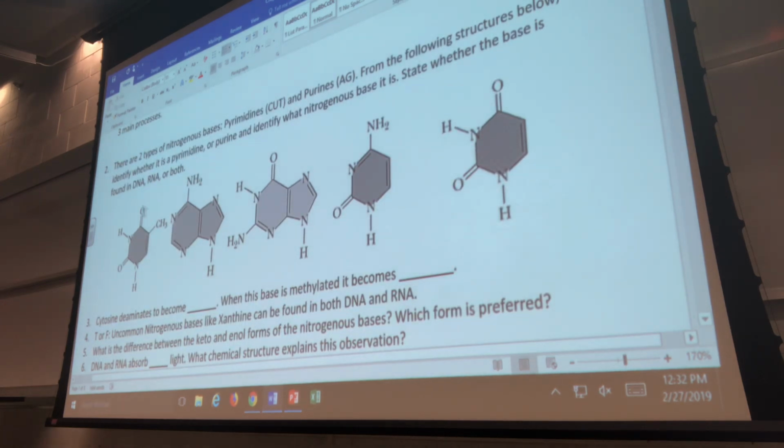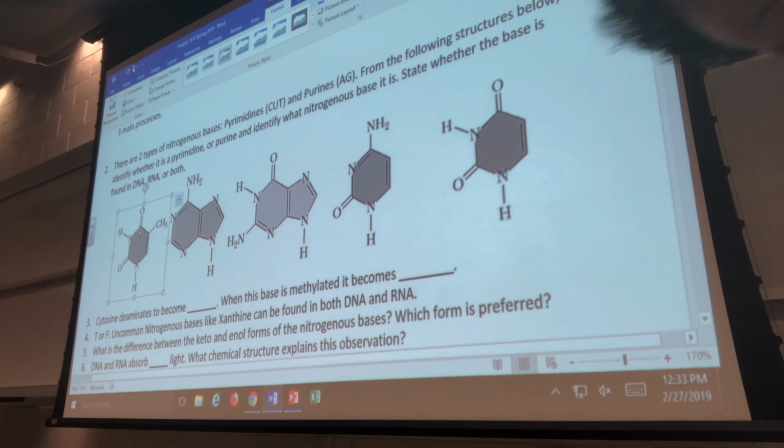There are two types of nitrogenous bases, pyrimidines and purines. From the following structures below, identify which one it is, pyrimidine or purine, and specifically what nitrogenous base it is. And at the end, we'll state whether a base is found in DNA or RNA or both. So we'll start with this thing on the left. Is that a purine or a pyrimidine? It is a pyrimidine. One ring is a pyrimidine, okay? Anyone want to guess what nitrogenous base that is? Thymine, exactly. If you go with my shortcut, you look at this functional group up here, it is a carbonyl, and notice it has a nice bonus methyl group here. That makes this thing on the left thymine.